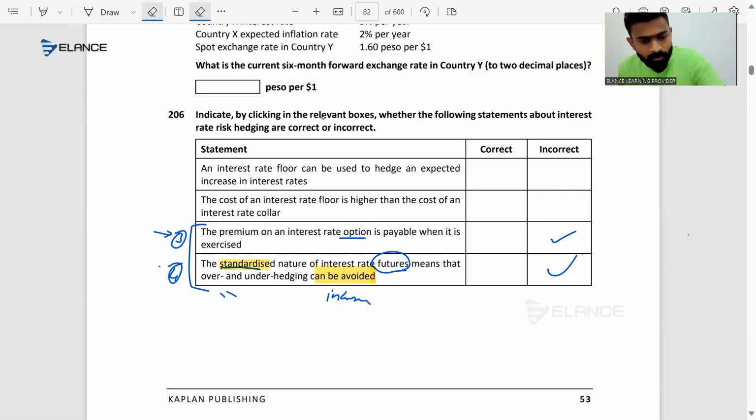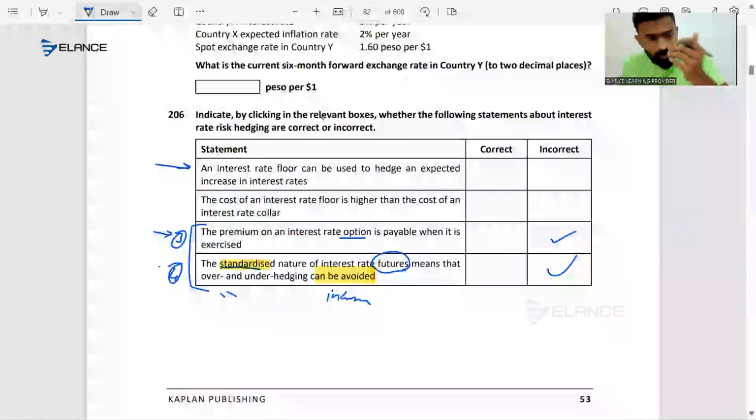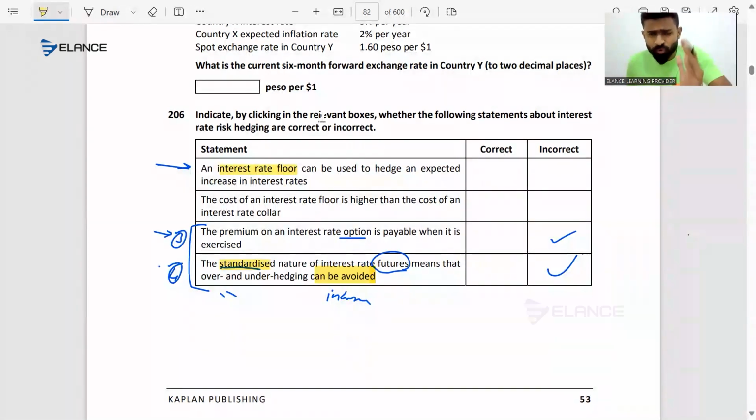See, first one. Think, read and try to find the answer. It's about a floor. Floor means just one. It's not a collar. Just a floor means either just a floor or just a cap. It is not a collar. It is a straight option.